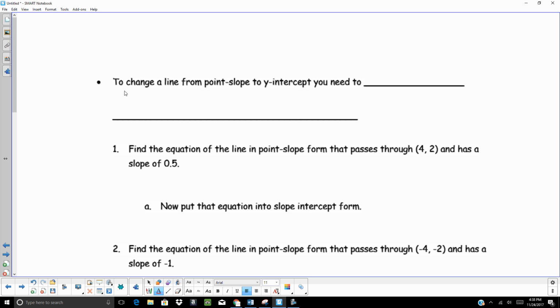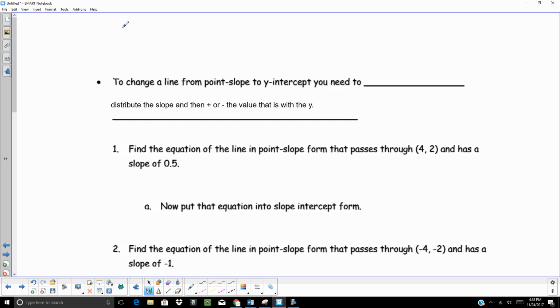So to change a line from point slope to slope-intercept form, what you need to do is distribute the slope and then either add or subtract the value that is with the y on the left-hand side. So let's go ahead and do one together.